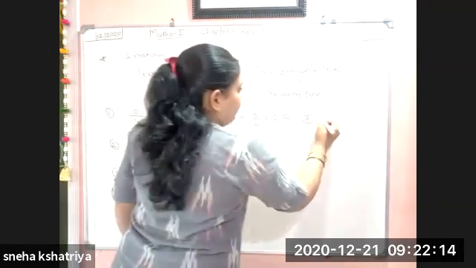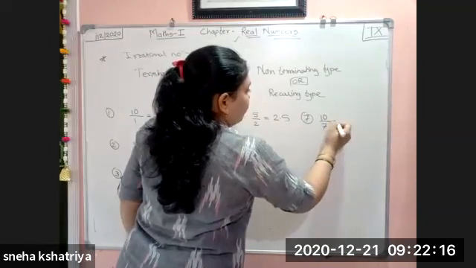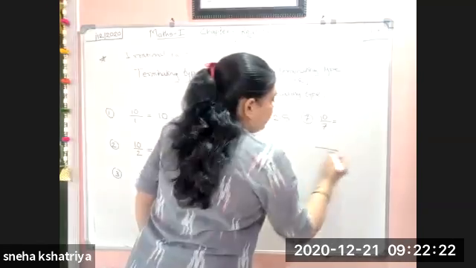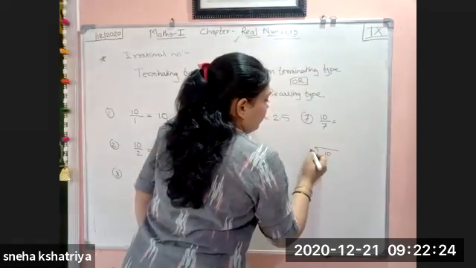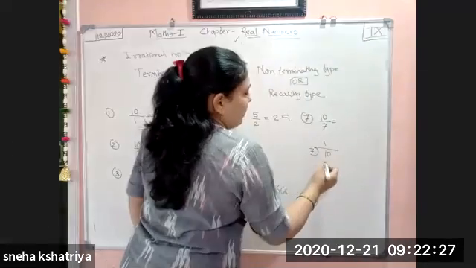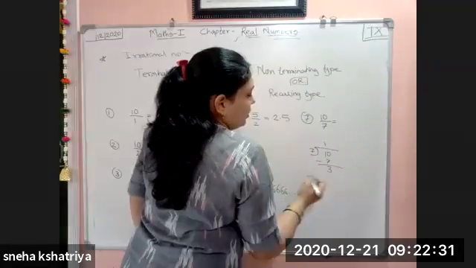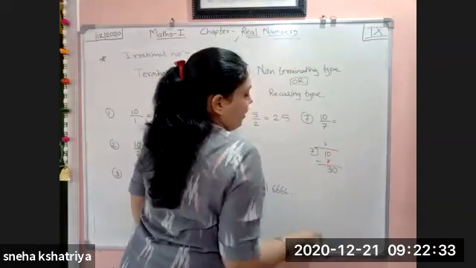Sorry, 10 divided by 7. Let us take 10 divided by 7. 7 ones are 7. How many remaining? 3. Take a 0, put a point.